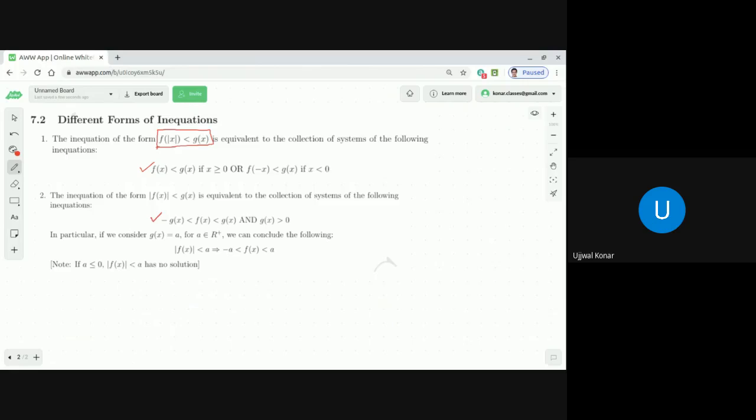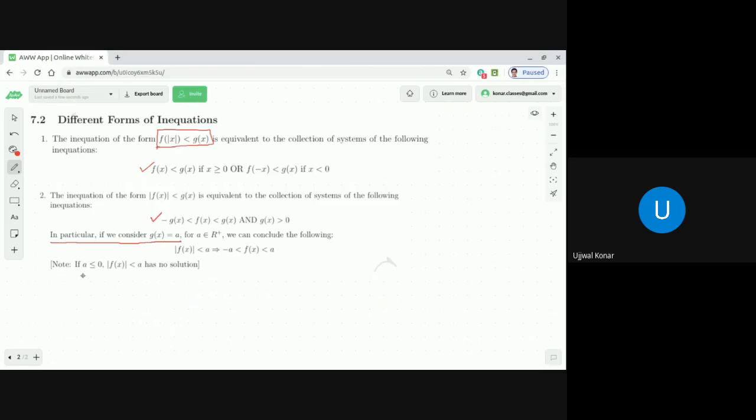In particular, we consider g(x) equal to a, for a belongs to R plus, the set of positive real numbers. From |f(x)| less than a, what we can conclude is that minus a less than f(x) less than a. That also we have discussed, but that's why I'm telling that it is a particular case. In particular, if we consider g(x) equal to a, this is what we discussed in the previous topic. We also solved one problem.